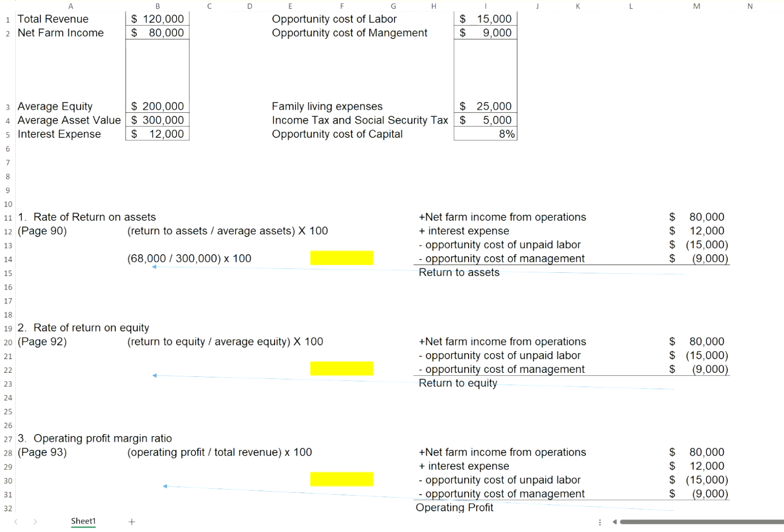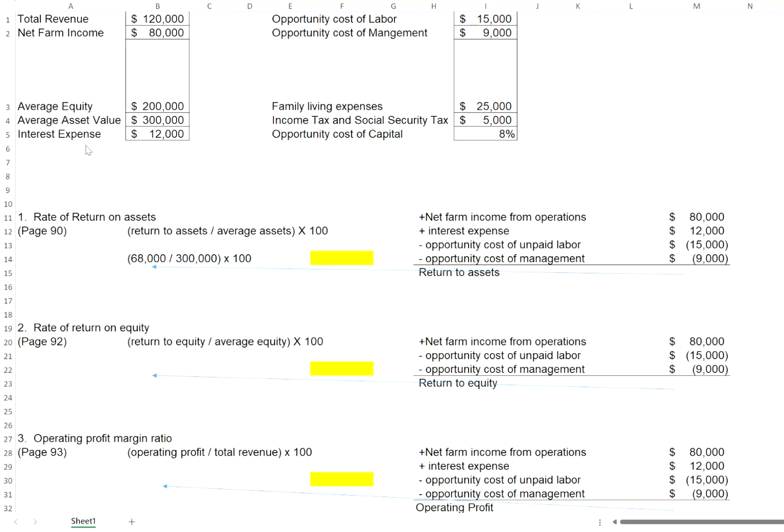In this video, we will cover some additional ratios that start on page 90 in your textbook. Let's assume we're given total revenue, which would be the same as total sales, of $120,000. Net farm income, the amount after you subtract expenses, is $80,000. Average equity, the average amount of capital that you have invested in the company during the year, is $200,000. Average assets, the average value during the year of all your assets, is $300,000.